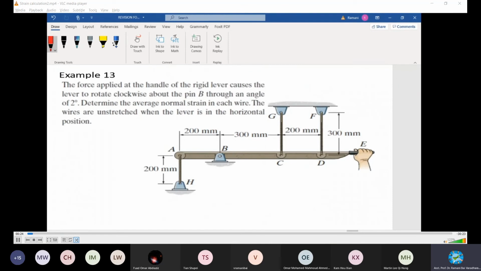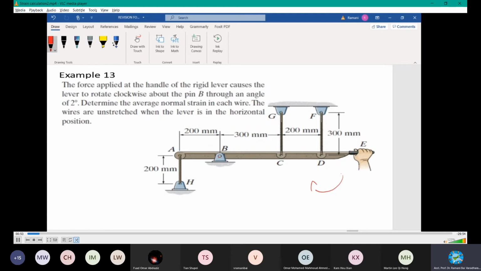The force applied at the handle of the rigid lever causes the lever to rotate clockwise about pin B. There's a pin, that's why it's about pin B. From about B, it is rotated through an angle of 2 degrees. Determine the average normal strain.